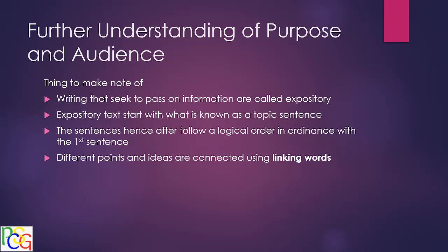Writing that seeks to pass on information is called expository writing. Expository texts start with what is known as a topic sentence. And anytime you're writing exposition, you need to start with a topic sentence. A topic sentence is the first sentence, and that first sentence gives a general idea of what is to come in the paragraph, and there should be one for each and every paragraph in your writing.